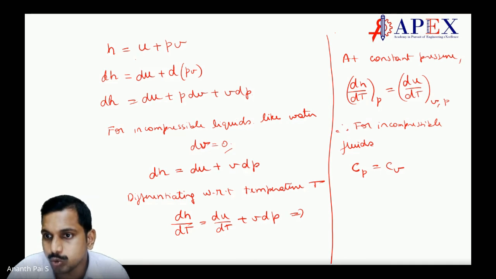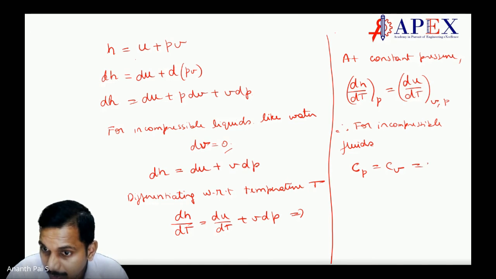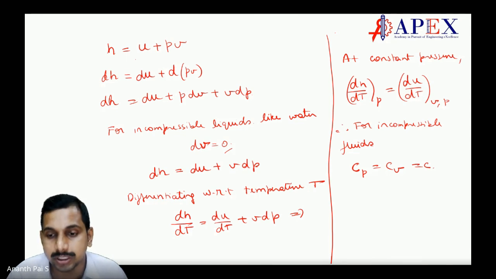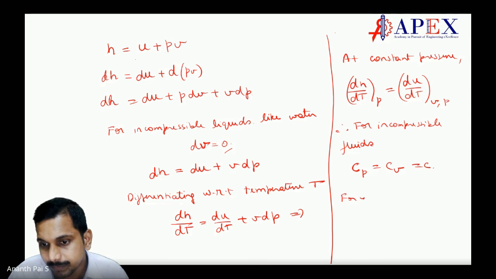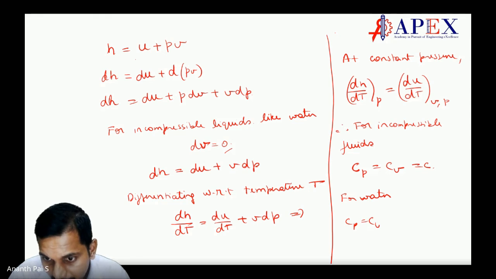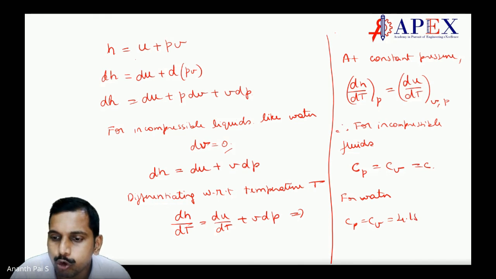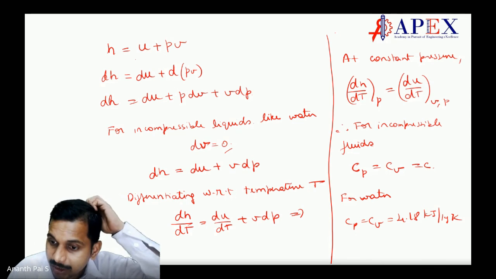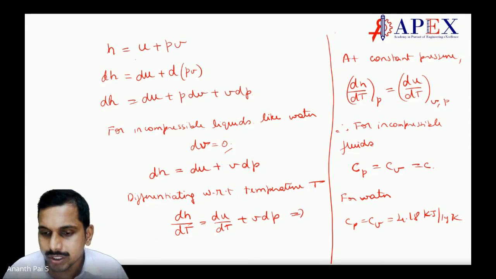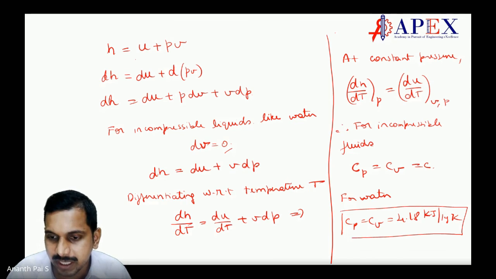Cv is du by dt at constant specific volume. So that is equal to C. For example, for water, Cp is equal to Cv is equal to 4.18 kilojoules per kg Kelvin, correct? And it is constant, correct? So Cp is equal to Cv is the same for both.